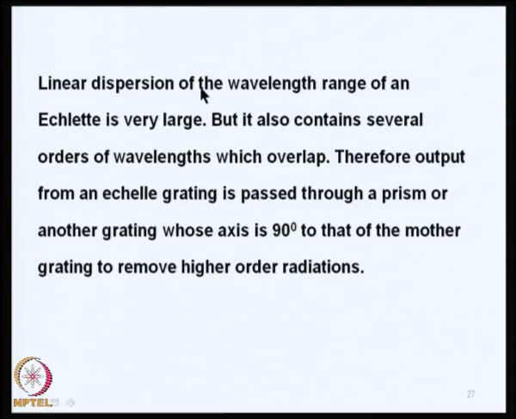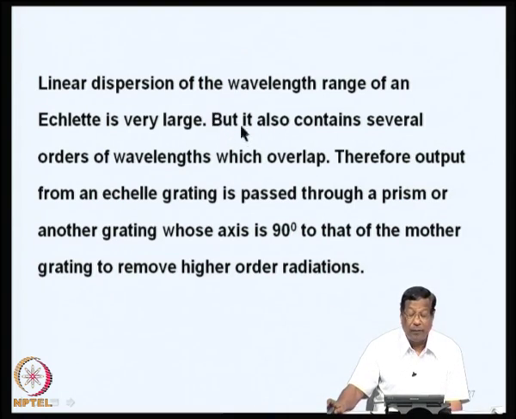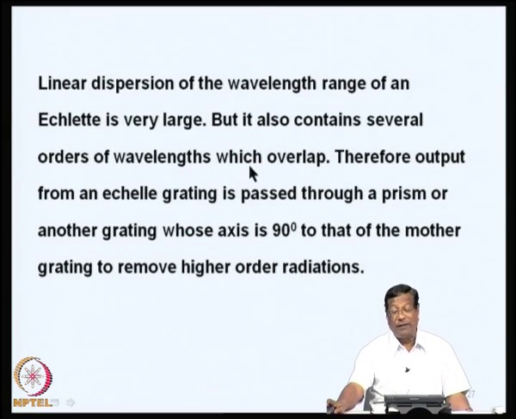So, if you take a look at the linear dispersion over the wavelength range of an echelle, you can see that it is very large, but it also contains several orders of wavelengths which overlap, and we do not need the several orders. So, what do you do? When we do not need them, you have to put in some filters, as I explained earlier. So, output from an echelle grating is always passed through a prism and another grating, whose axis is 90 degrees to that of the mother grating, to remove higher order radiations.